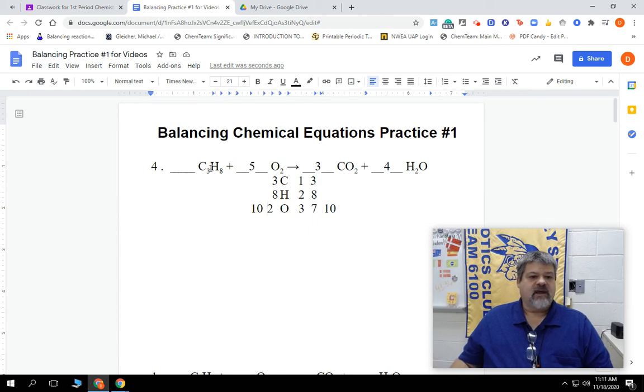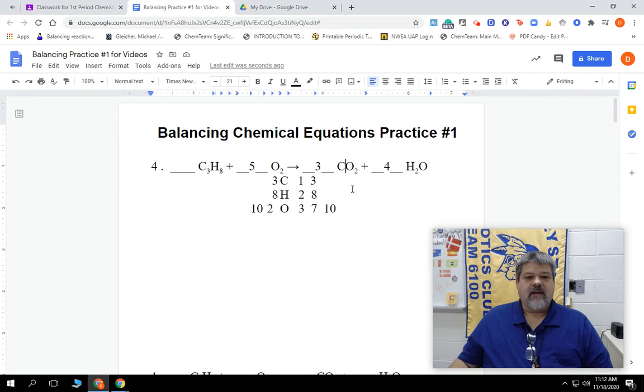So let's redo that again. I have 3 carbons here, right there, and I have 3 carbons right there. I have 8 hydrogen right here, and I have 8 hydrogens right there. Now my oxygen, 5 times 2, I have 10 oxygen on this side. Over here, I have 3 times 2 is 6, plus I have 4 times 1 is 4, so 6 plus 4 is 10, so I have 10 on each side.